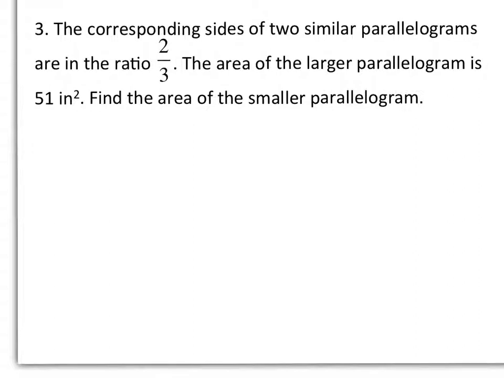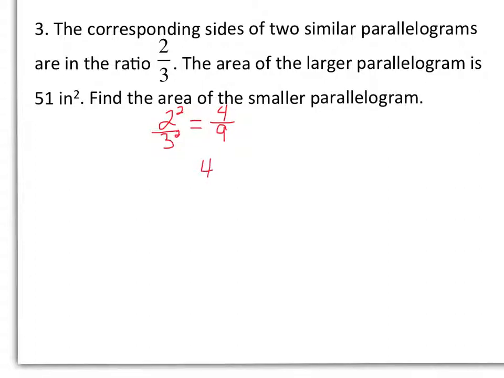Number 3 says the corresponding sides of two similar parallelograms are in the ratio 2 to 3. The area of the larger parallelogram is 51 inches squared. Find the area of the smaller parallelogram. So remember, their similarity ratio is the same as their perimeter ratio, and then to find the ratio of the areas, we just square each. So their ratio of areas is 4 to 9.